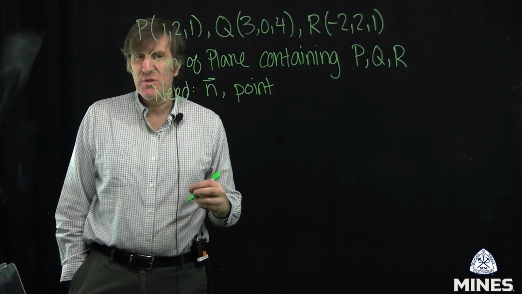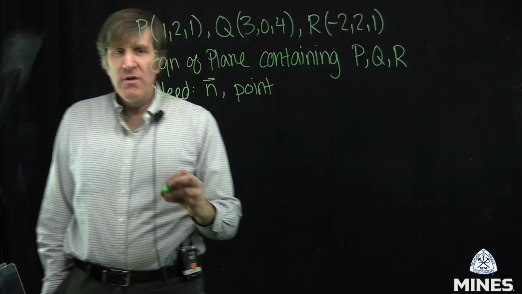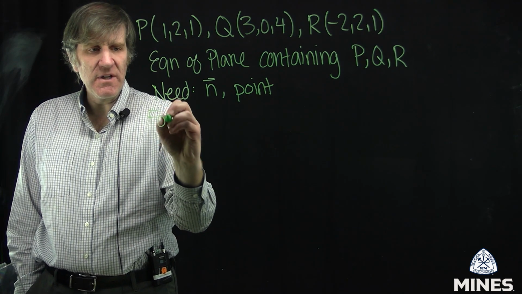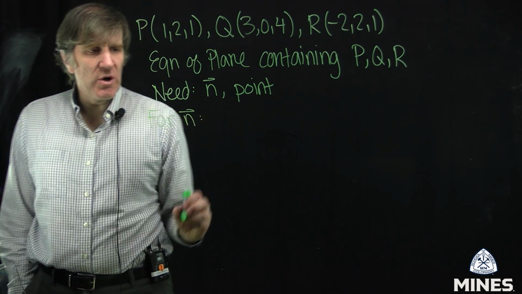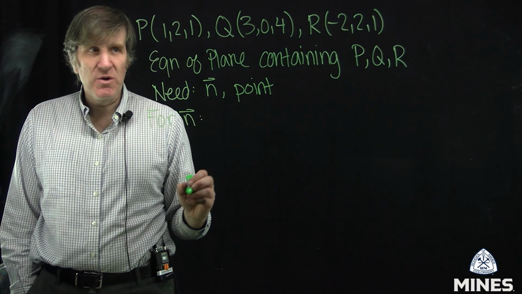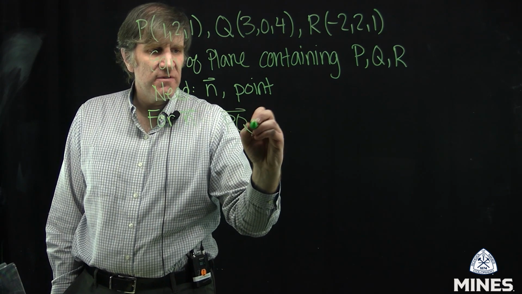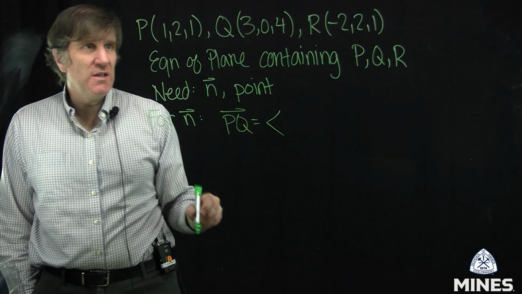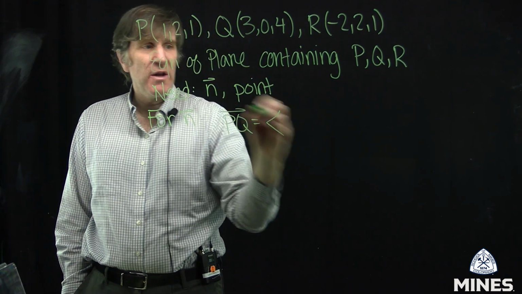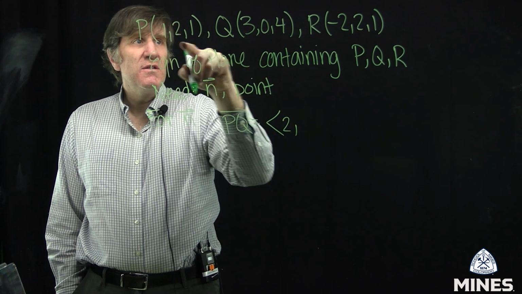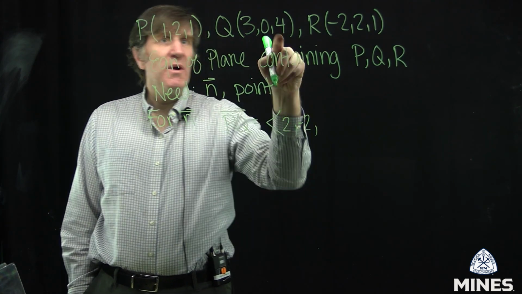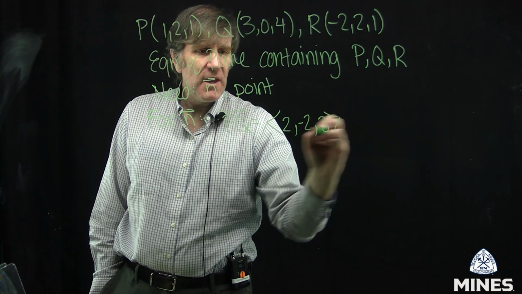We can use any one of those 3, but we do need a normal vector. To get the normal vector, what we're going to do is create vectors in our plane. So the vector PQ, for example, is the vector connecting the point P to the point Q, and we know that that's 3 minus 1, comma 0 minus 2, comma 4 minus 1.